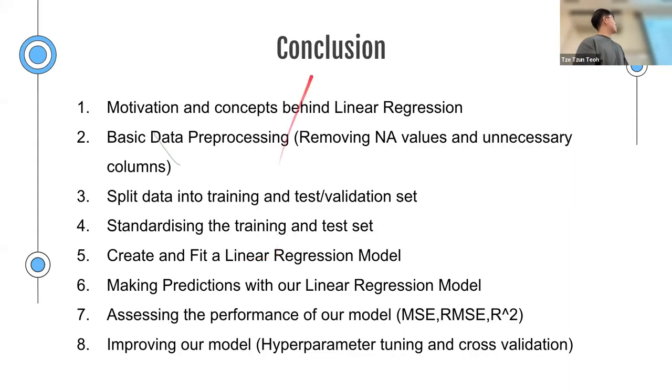So in conclusion, what have we done in this workshop? We have gone through the motivation behind linear regression and the main concepts and theory behind linear regression. And we have gone through some basic data preprocessing, like removing NA values. We cannot have any NA values in our data set when we fit the model, and we also don't want any unnecessary columns.